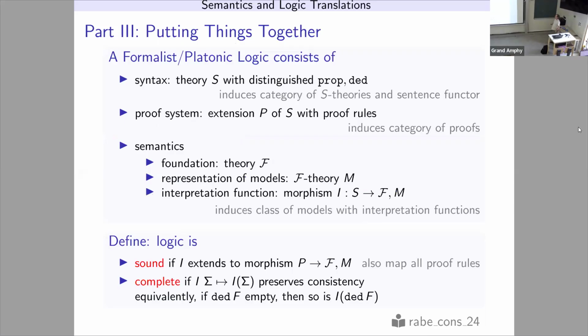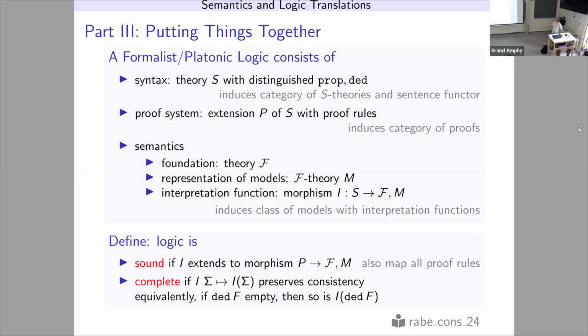And eventually we have the overall definition of what a logic is. Theory as a distinguished property. Proof system, we extend the syntax with proof rules. We have a theory F for the mathematical foundation, theory M representing what a model means, and the morphism I for the semantics, typing the syntax into the foundation. And in the way I've shown before, that then gives us categorical notions of what are the sentences, what are the proofs, what are the models, what does it mean to be true in a model, and so on.